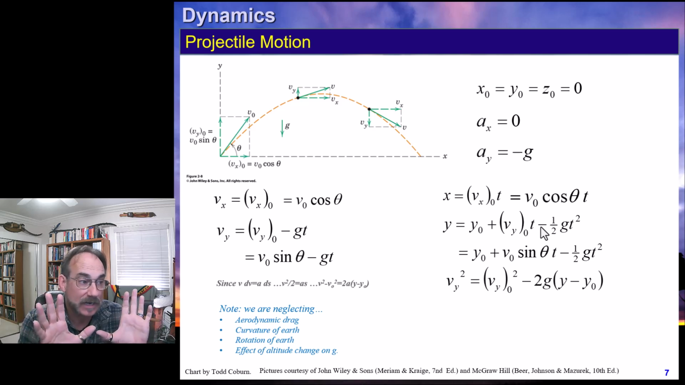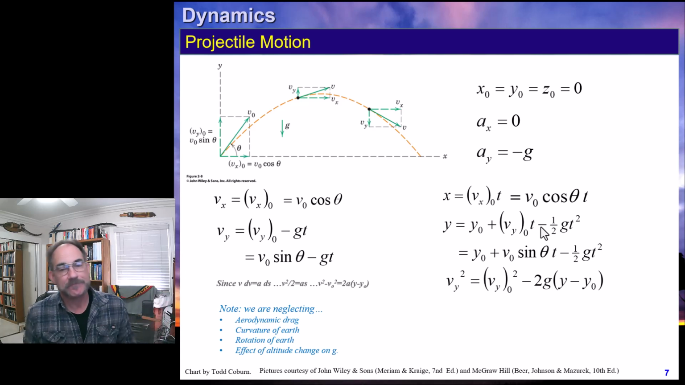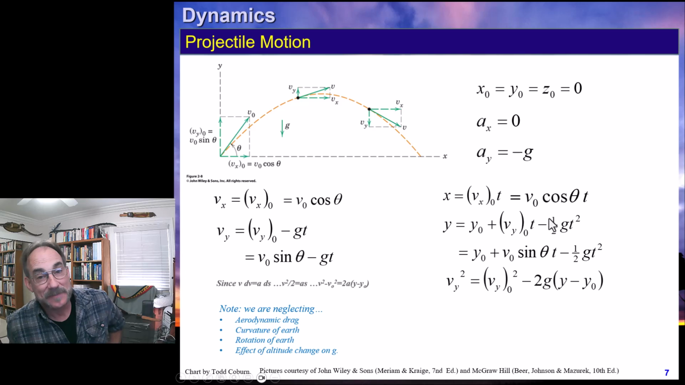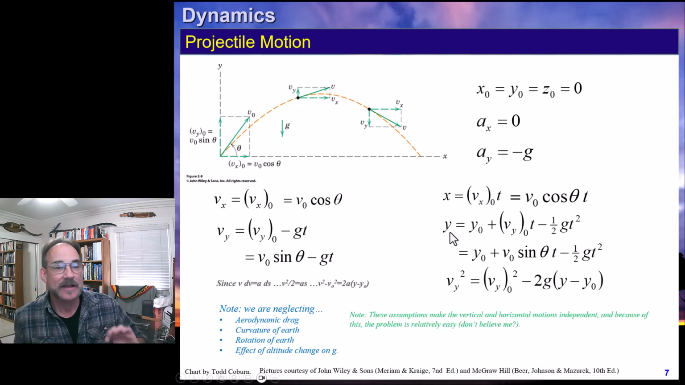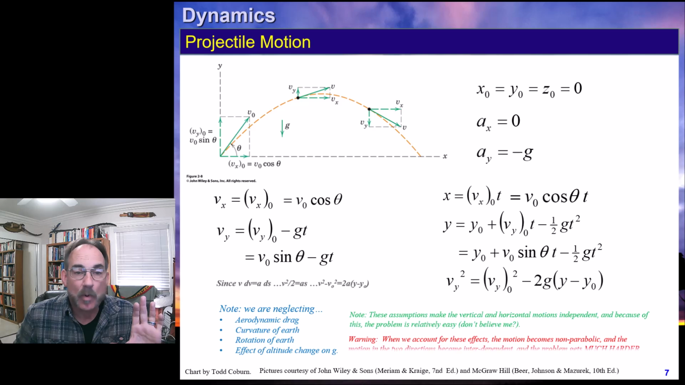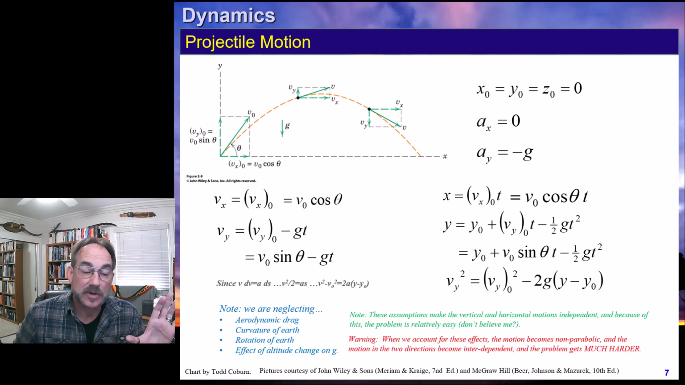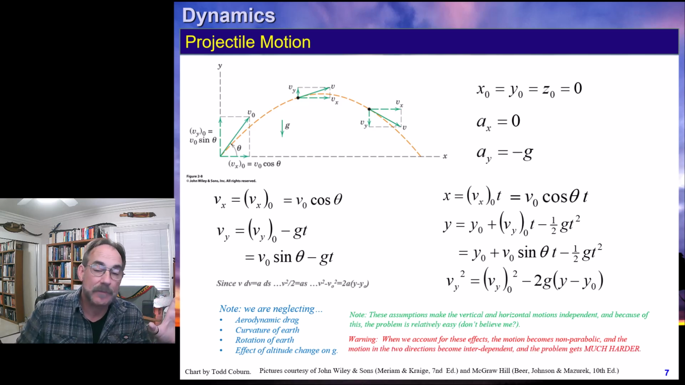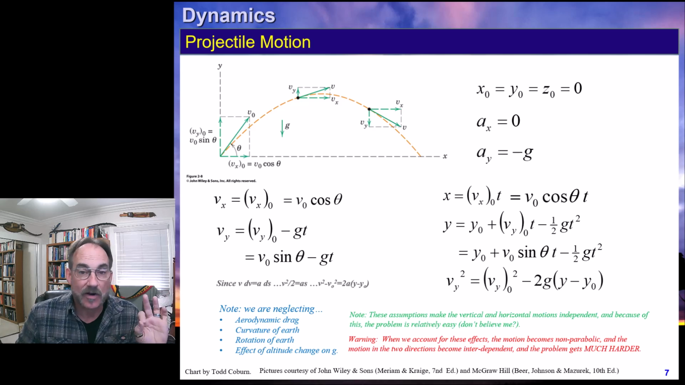We're neglecting aerodynamic drag, the curvature of the Earth, the rotation of the Earth, the effect of altitude change on g. This makes it way simpler. This means this isn't going to be completely correct, but it'll be close enough for government work. And later, when we get more knowledge and experience, we can try including some of these components, which will make these harder or even unsolvable in some cases.